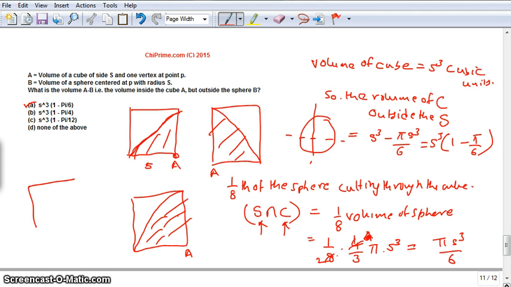Just for clarity, we might want to also provide another illustration. This is the cube. This is point A. And the sphere is something like that, as closely as we're able to draw it in 3 dimensions.